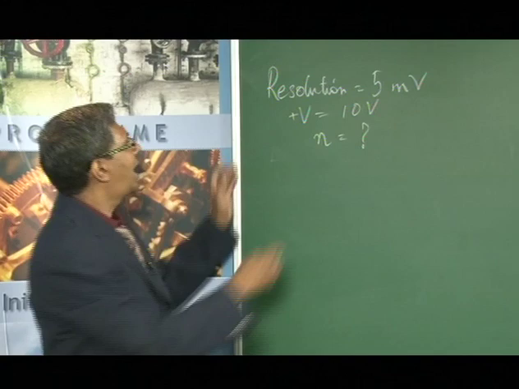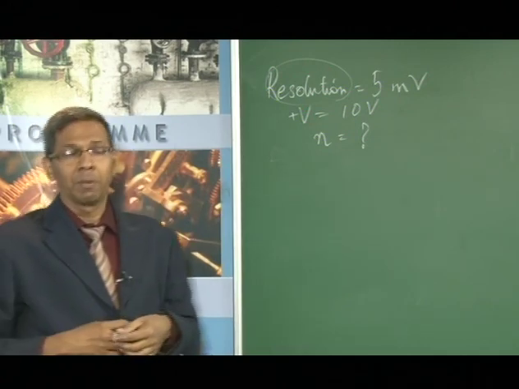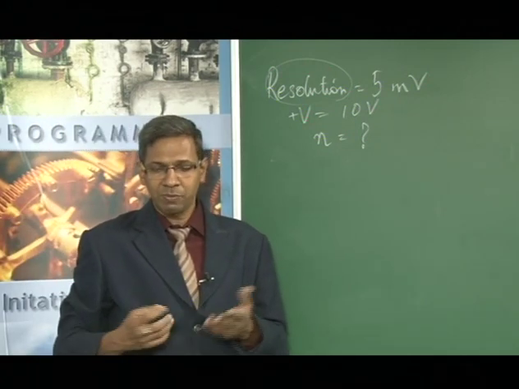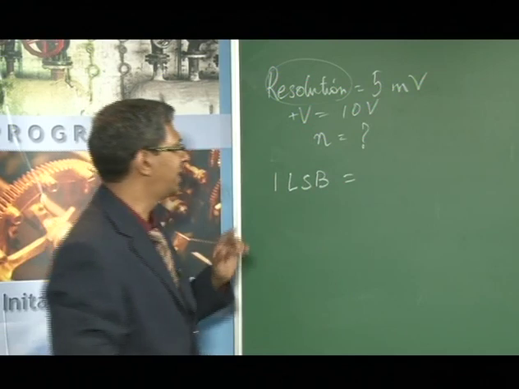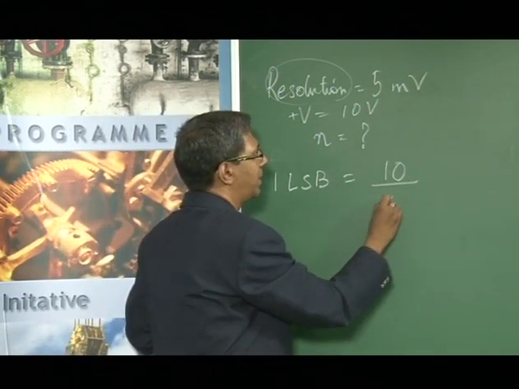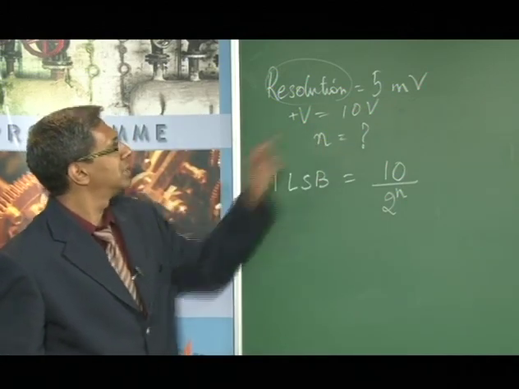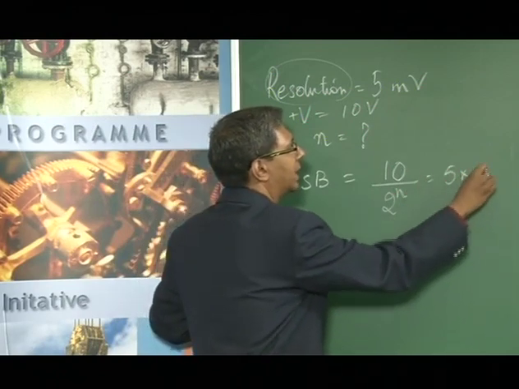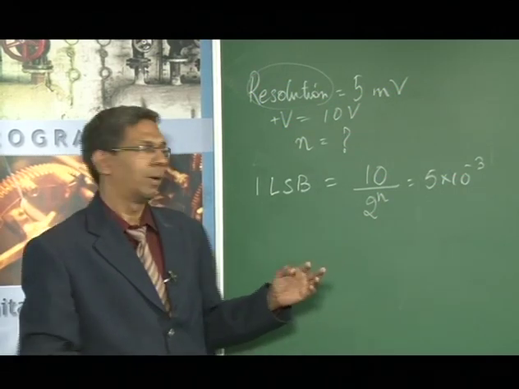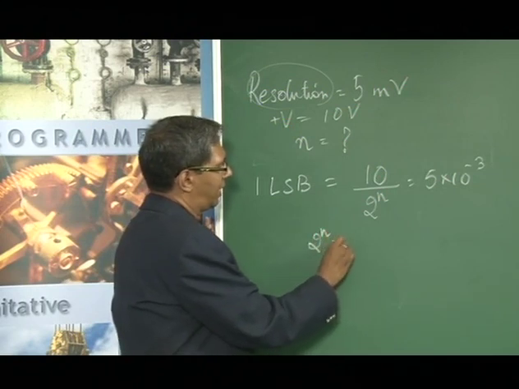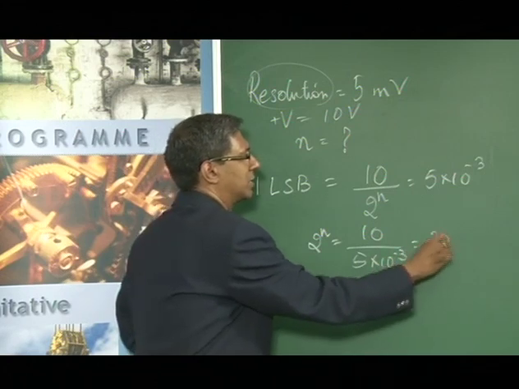For this we have to start with the definition of what we mean by resolution. The resolution, as we all know, was given by 1 LSB. So what is 1 LSB? 1 LSB expressed in terms of voltage, not just weights, is the applied voltage divided by 2 raised to n. N we don't know, but this value is given as 5 millivolts, meaning 5 into 10 raised to minus 3. Now we can do a bit of simple mathematics and solve for n. We are going to have 2 raised to n equal to 10 upon 5 into 10 raised to minus 3. This comes out to 2000.